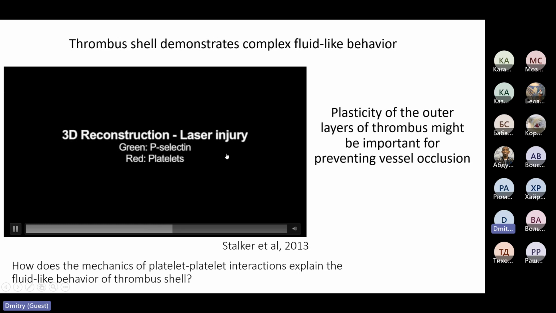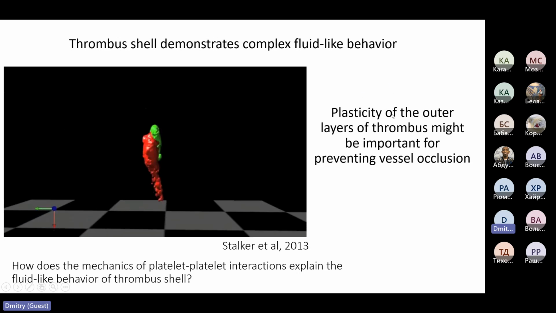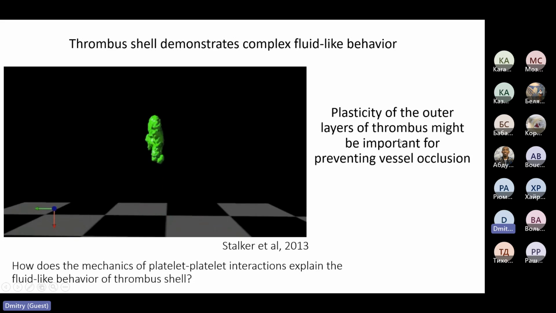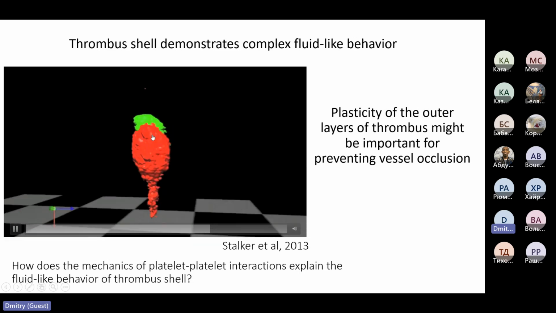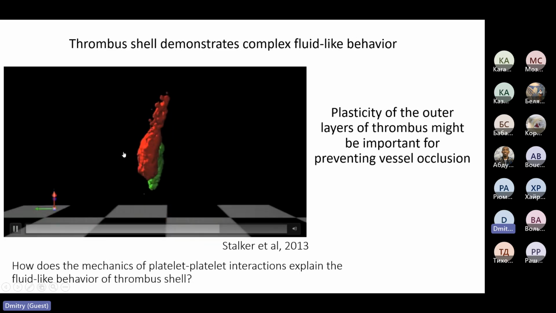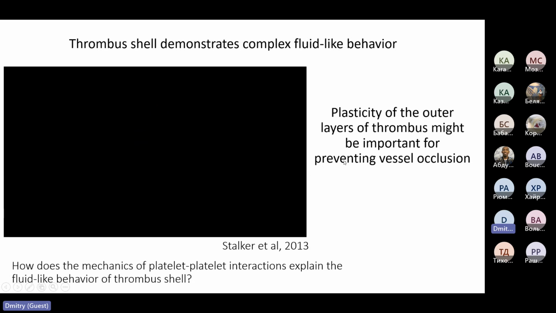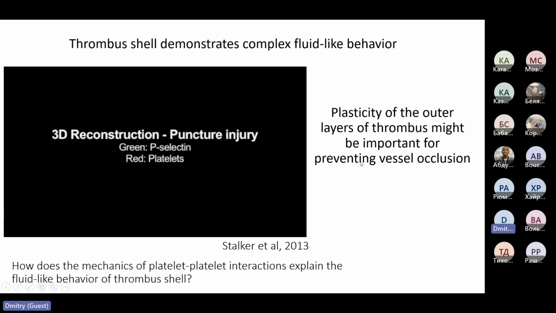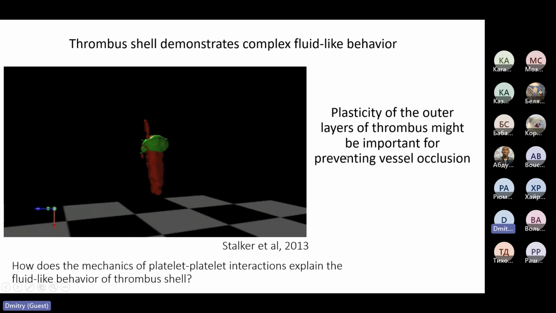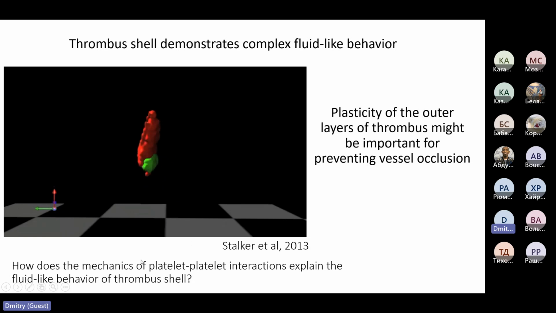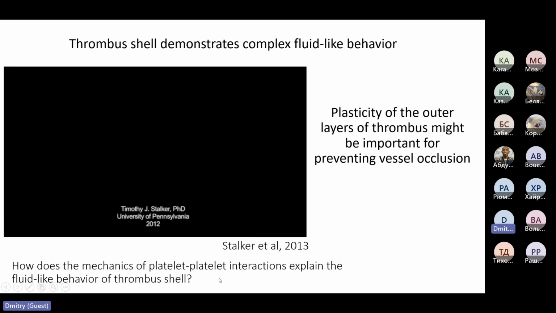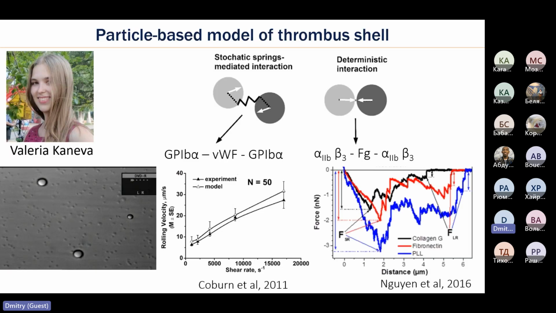And we hypothesized that this plasticity might be important for preventing vessel occlusion, because forces from the flow, pressure-driven and viscous drag, can move platelets and move this whole viscous mass and prevent vessel occlusion. So we try to answer how the mechanics of individual platelet-platelet interactions can explain the fluid-like behavior of these external regions of the thrombi.